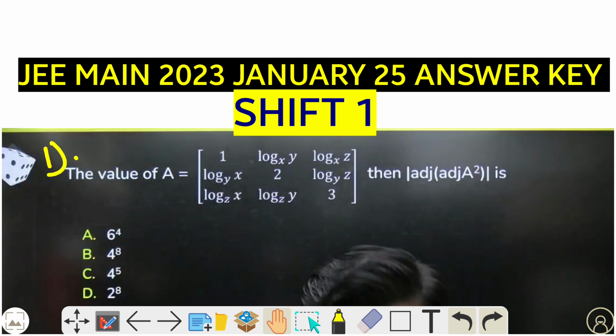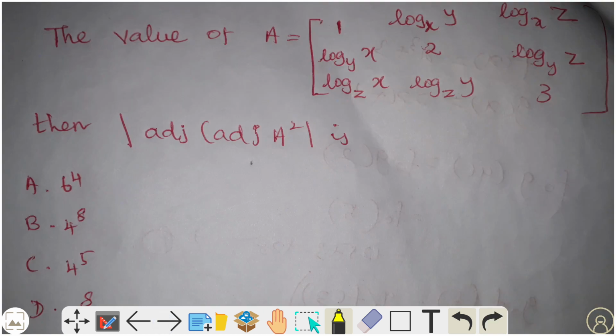Okay, so first question: the value of A is the matrix with rows 1, log_x y, log_x z; log_y x, 2, log_y z; log_z x, log_z y, 3. So we have a matrix of order 3 cross 3. Then we have to find the determinant of adjoint of A squared. So that is the question. We know the value of A. So the solution.